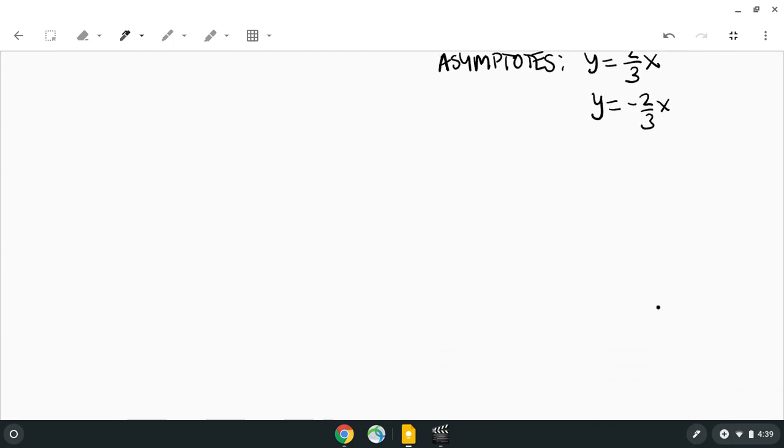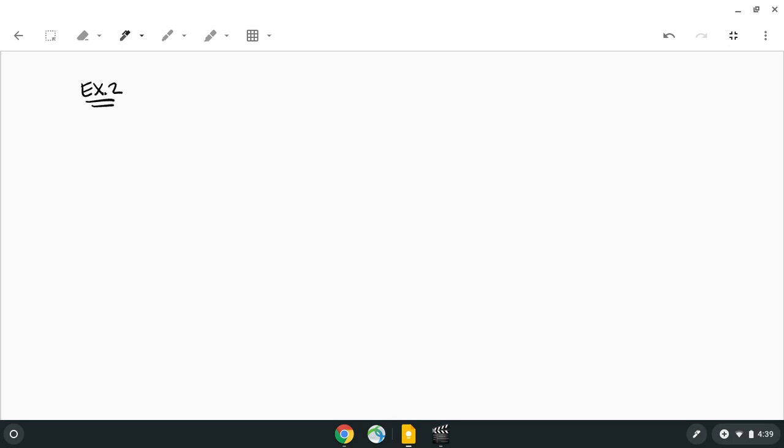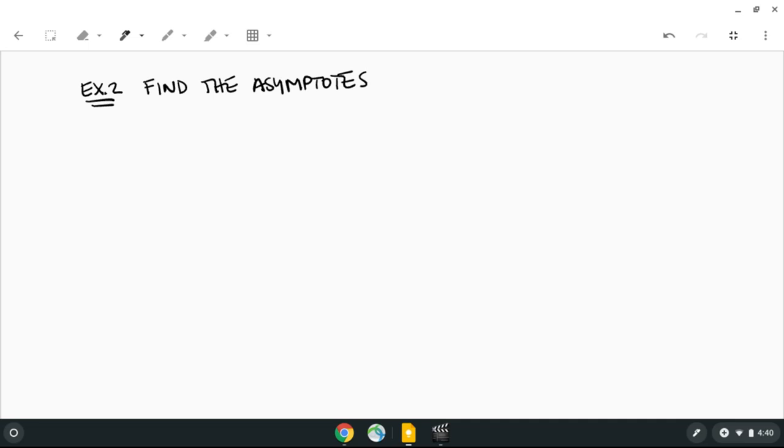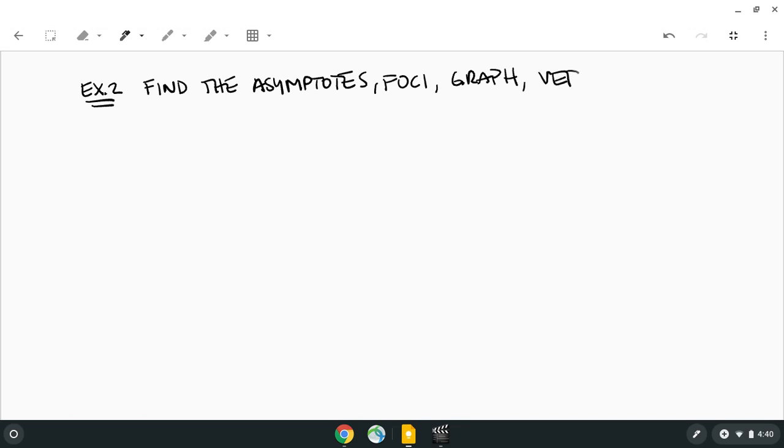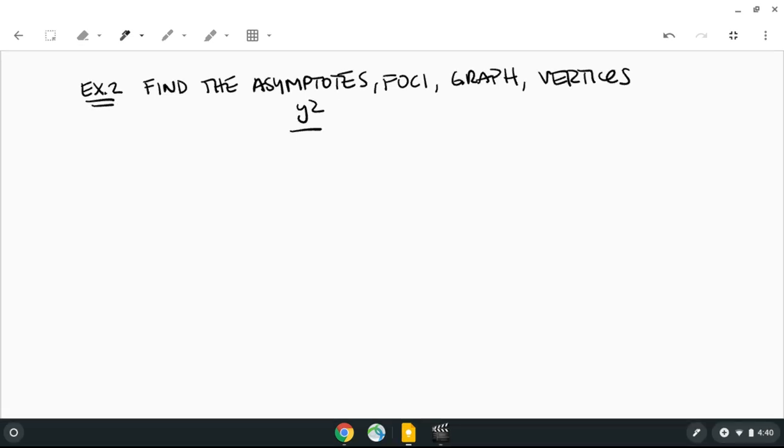Let's go ahead and try another one. Let's find the asymptotes, foci, the graph, and the vertices. Suppose that we have this equation: y squared over 9 minus x squared over 16 equals 1.